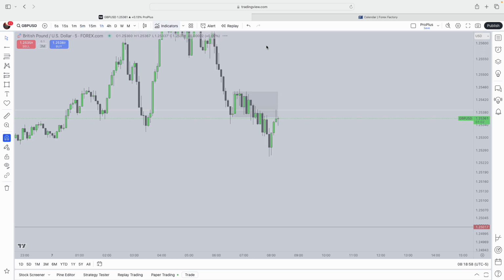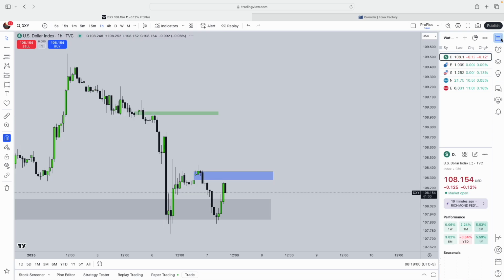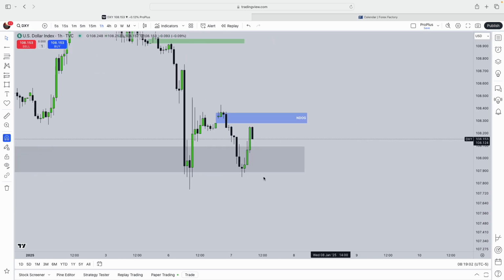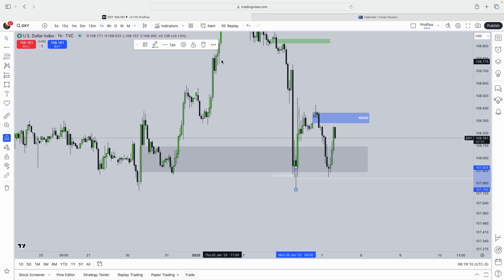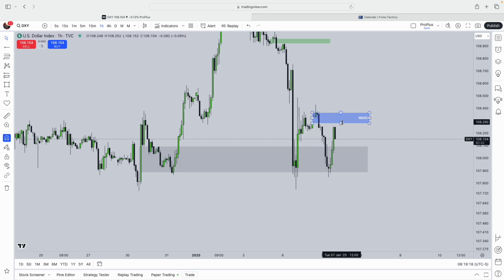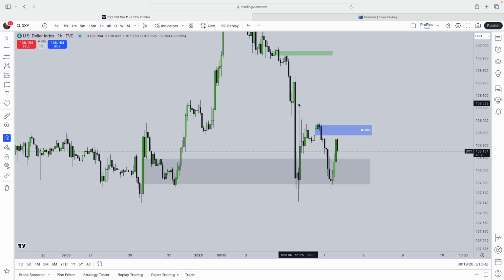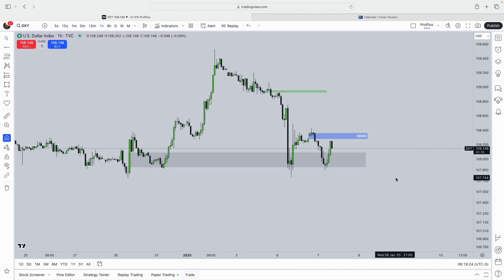Looking at dollar. Okay, so dollar has bounced off this BISI, taken sell side here, hasn't tapped into the midpoint of the wick, and this order block here, tapped into that. Daily opening gap here, so that could be a strong draw on liquidity. Buy side inefficiency here, so that's potentially where dollar wants to go to.